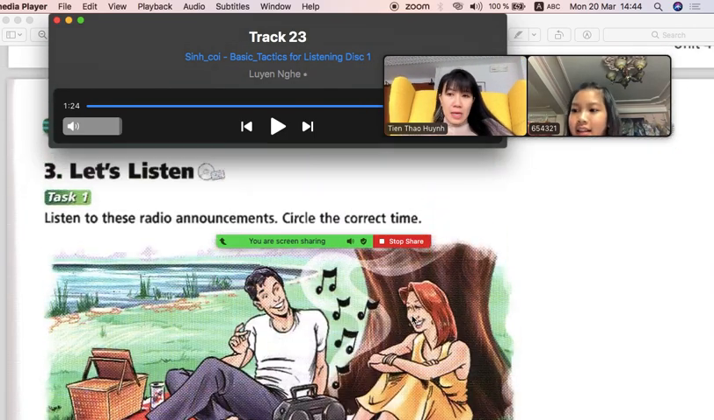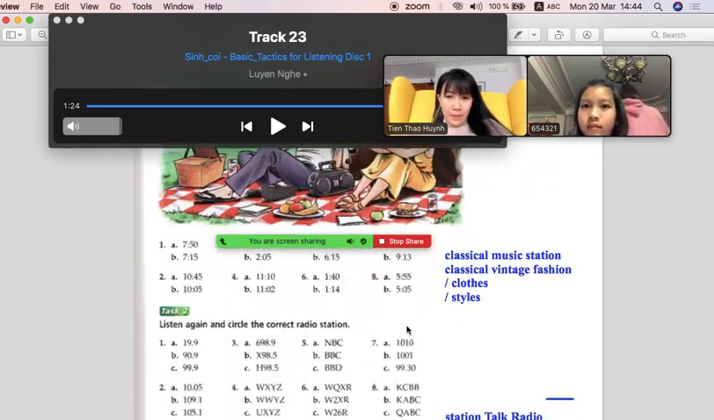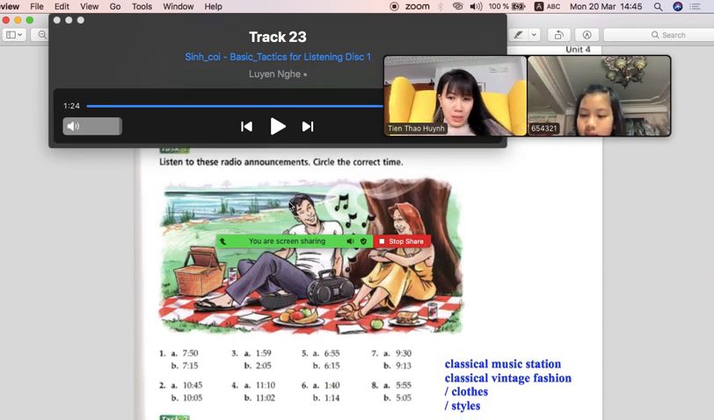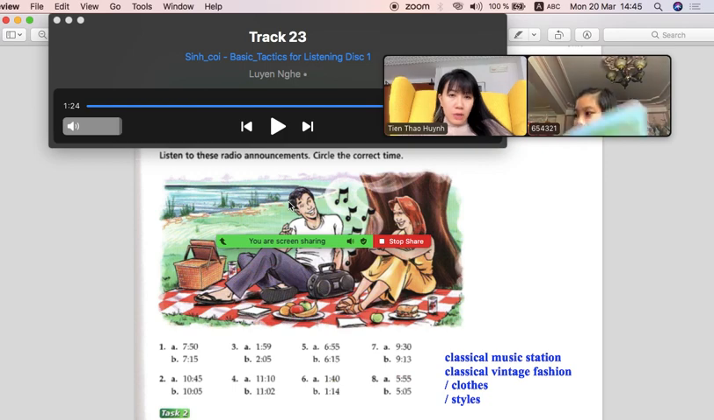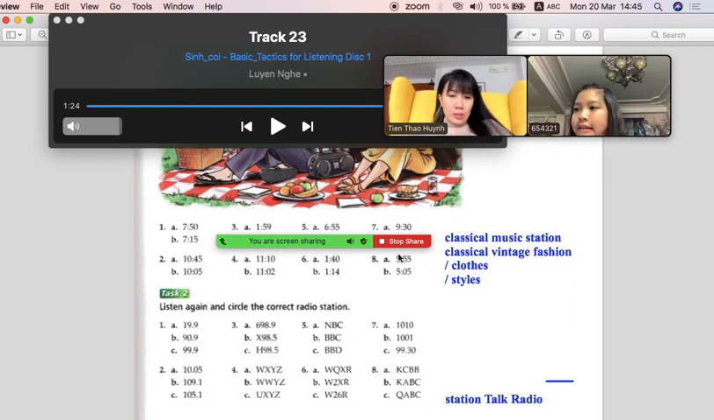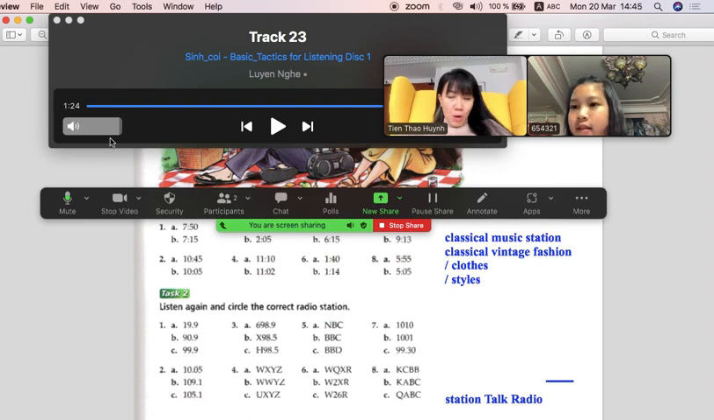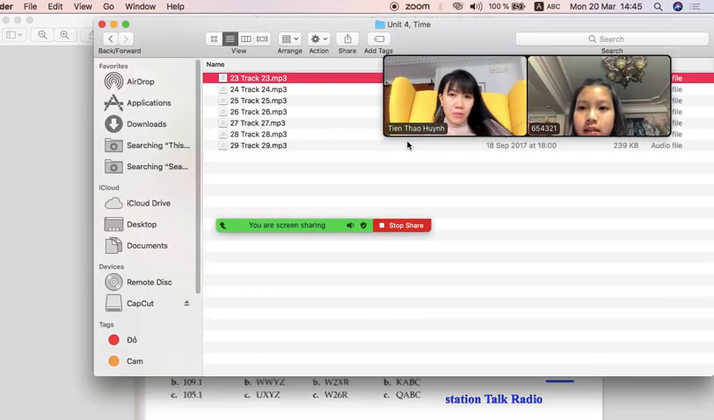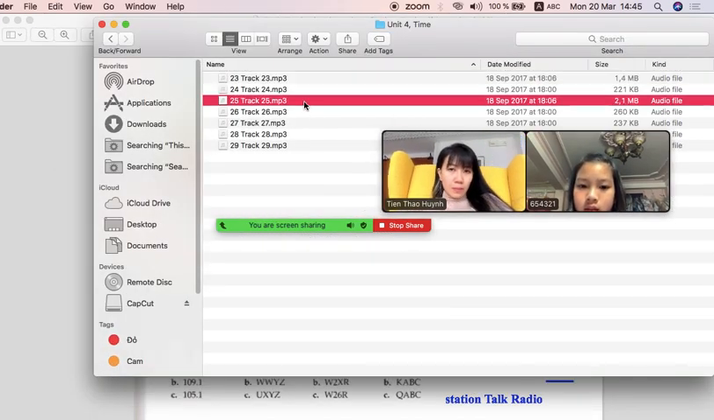Okay, so next one. This one is a little bit difficult because you have to listen. Listen to the radio announcements and do task number 1 and task 2. You can do that together or separately. It's up to you, but I think you need to read a little bit first. When you are finished, just tell me.